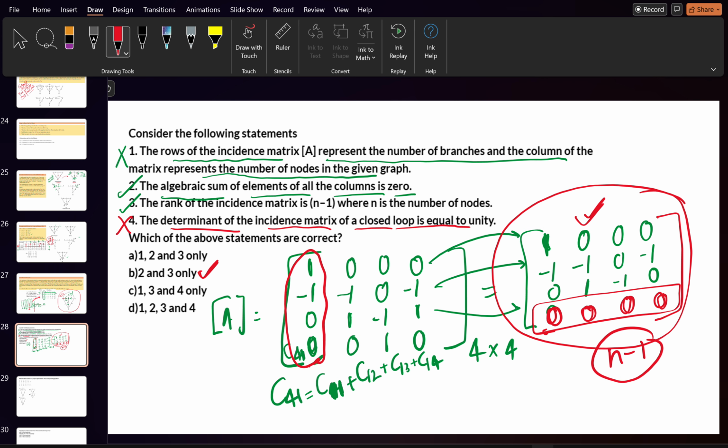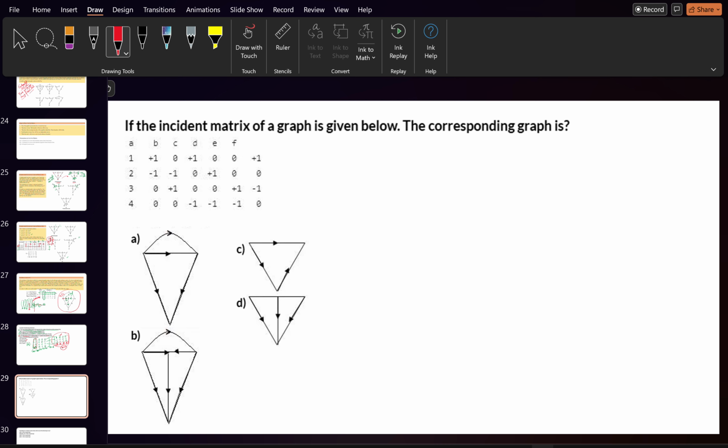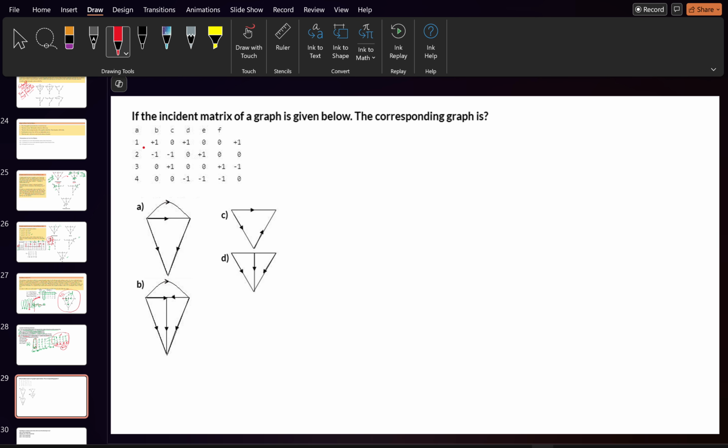Okay. I am giving you one problem to solve on this incidence matrix. This is the incidence matrix given here. You have to find out which graph this incidence matrix belongs to. Take your time to solve and just let me know. Sir, please zoom it, sir. Okay, let me zoom it.